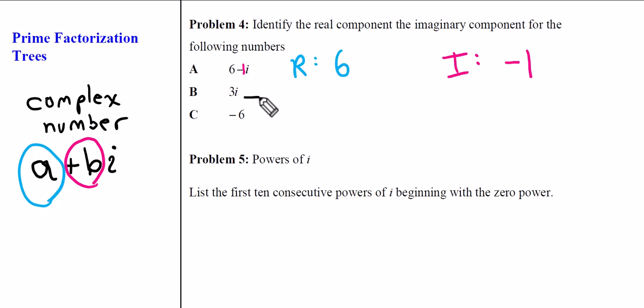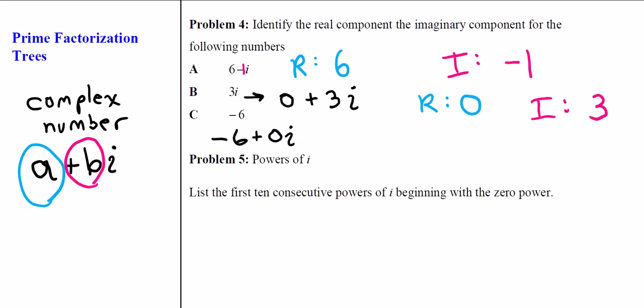If part B has you stumped, we could always rewrite it as 0 plus 3i. Because now you have an easier time seeing that the real part is 0 and the imaginary part is a positive 3.